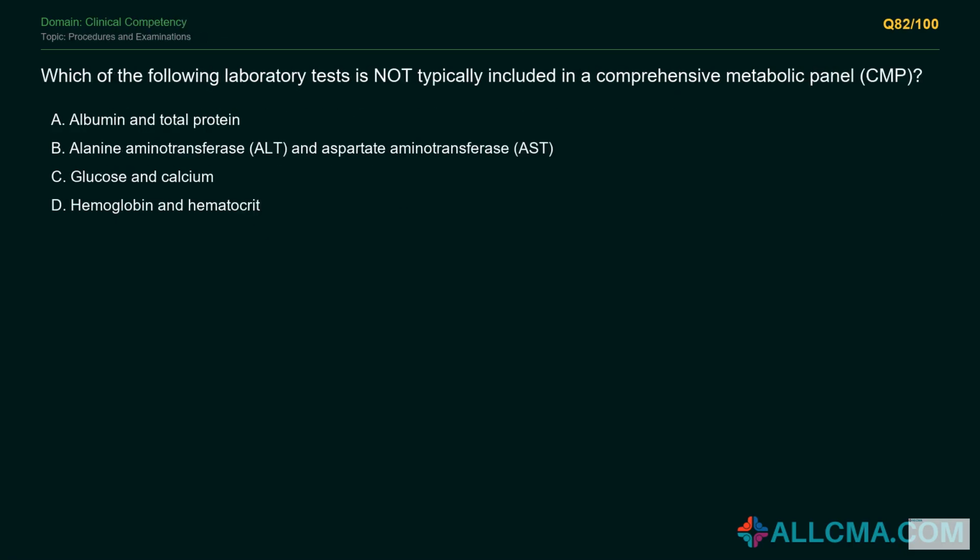Question 82. Which of the following laboratory tests is not typically included in a comprehensive metabolic panel, CMP? Option A, albumin and total protein. Option B, alanine aminotransferase, ALT, and aspartate aminotransferase, AST. Option C, glucose and calcium. Option D, hemoglobin and hematocrit.